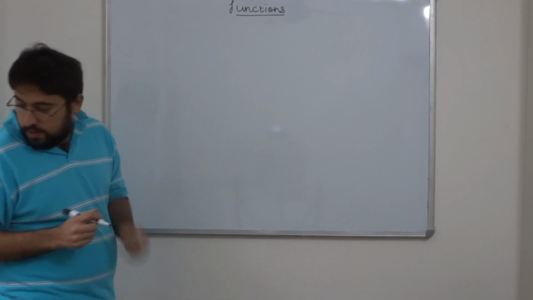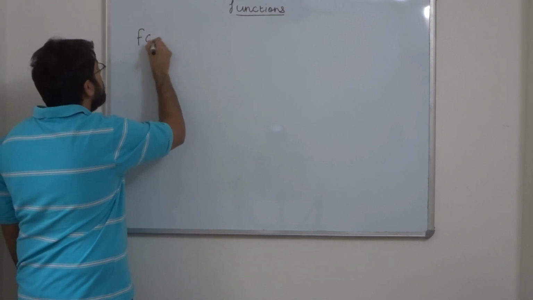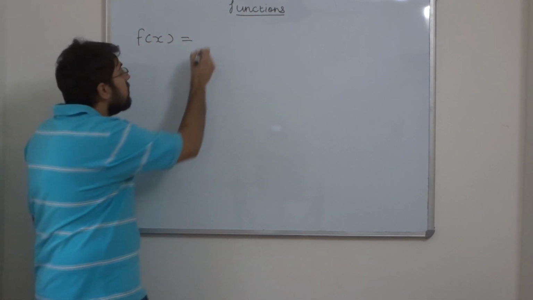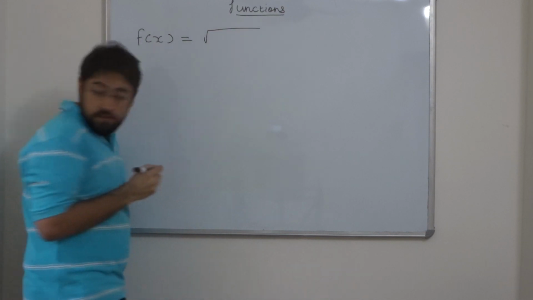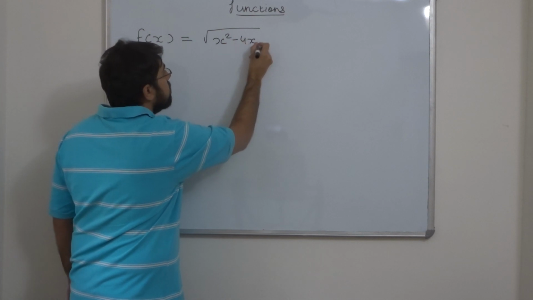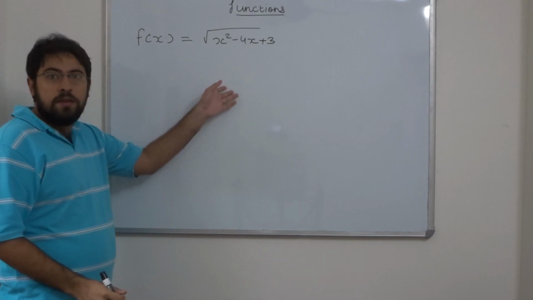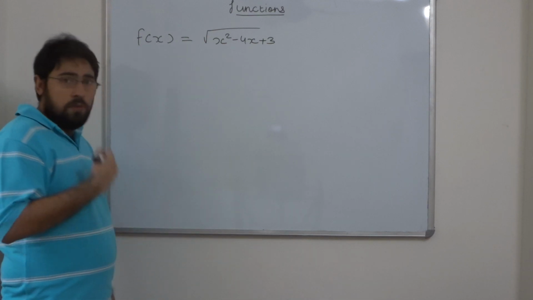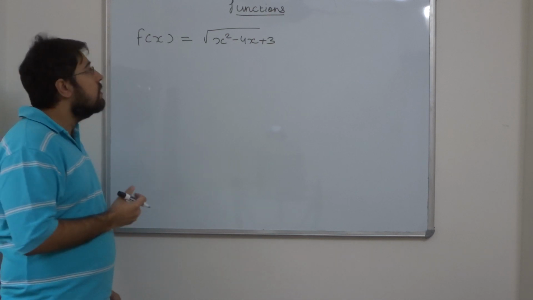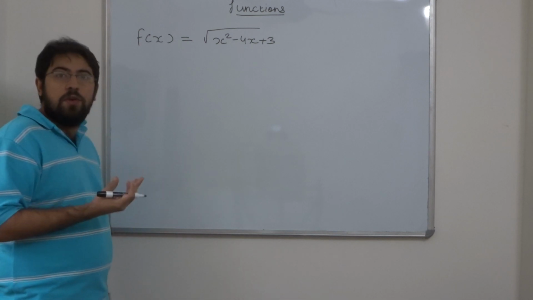Okay, so this is the first question. It's a very simple question. You guys can do it in like 2 minutes. X squared minus 4x plus 3. I want you to find the domain of this. Like I said, we're going to start from simple and then go to more difficult ones, from easy to difficult. And then in another video we'll do the range.